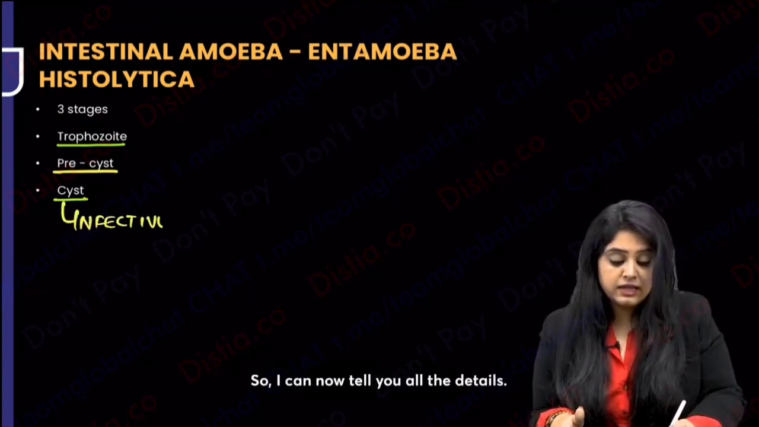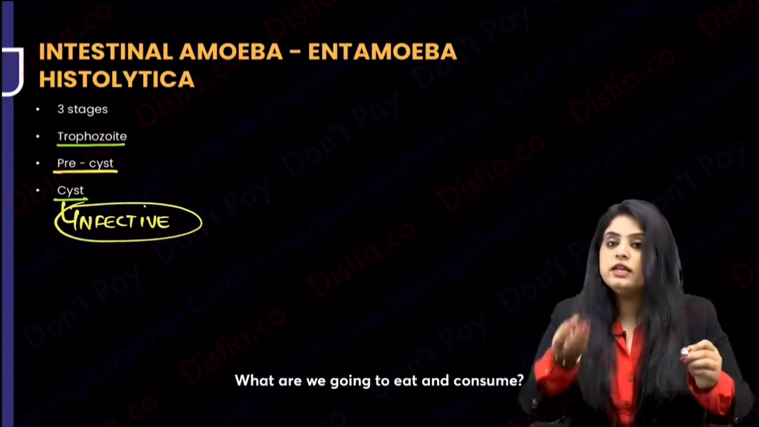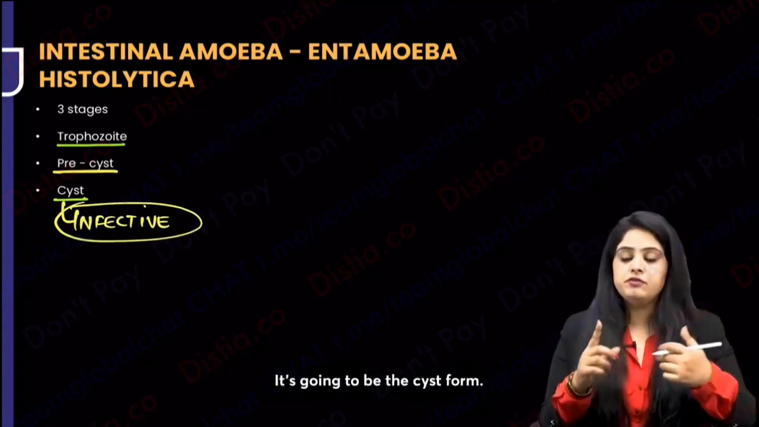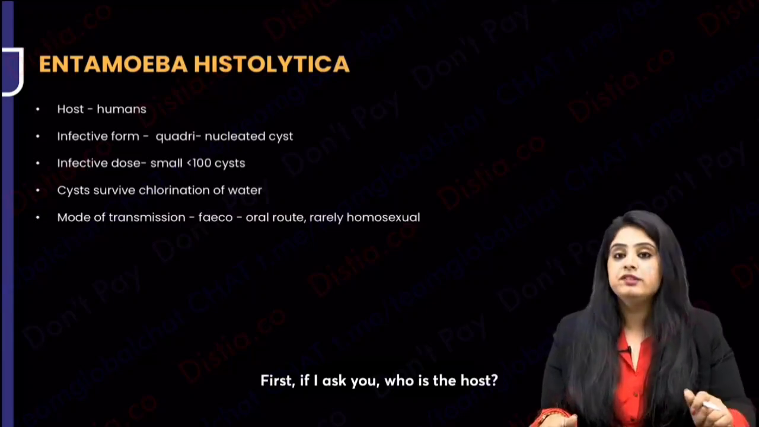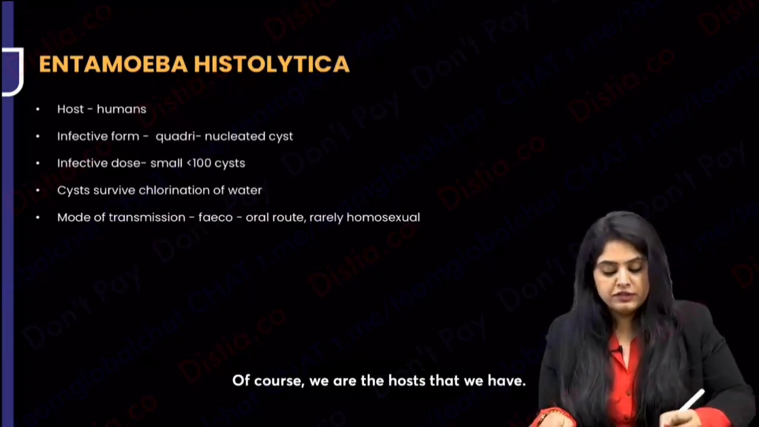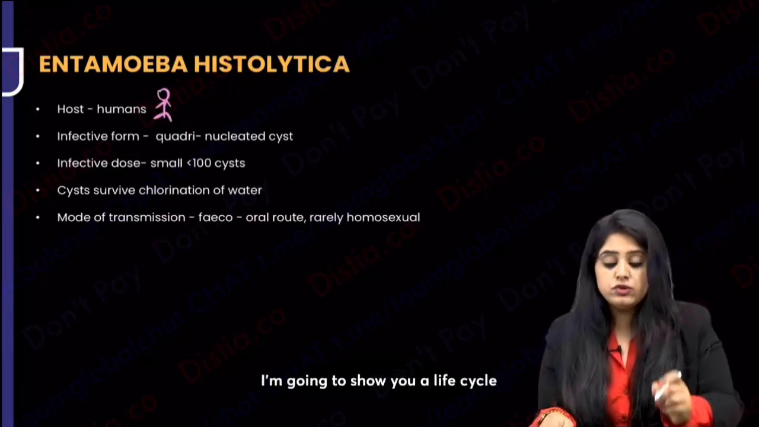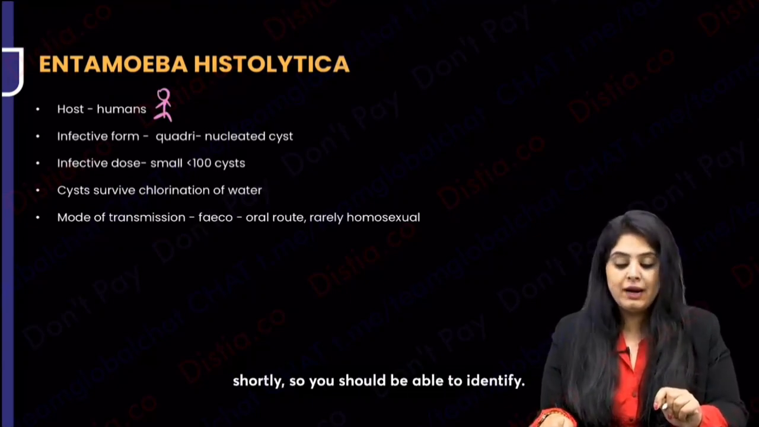So I can now tell you all the details. What are we going to eat and consume? It's going to be the cyst form. So have a look at this, guys. First, if I ask you, who is the host? Of course, we are the hosts. Humans are the host. I'm going to show you a life cycle shortly, so you should be able to identify.